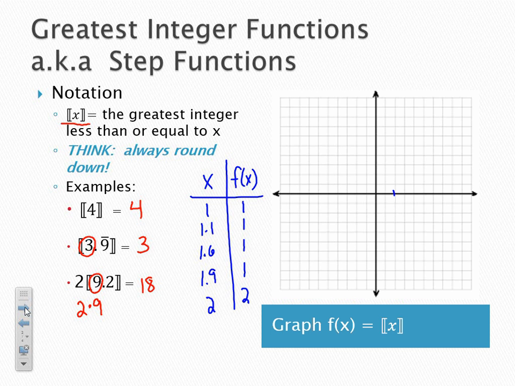So let's call this 1. All right, we'll label a scale on my graph here. So we're going to let each 2 squares represent 1 unit on my graph. So if I input 1 for x, right, we get 1. If I input 1.1, I get 1. If I input 1.6, I get 1. If I input 1.9, I get 1.